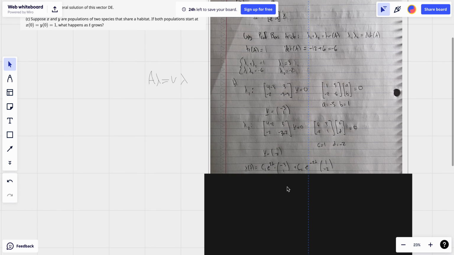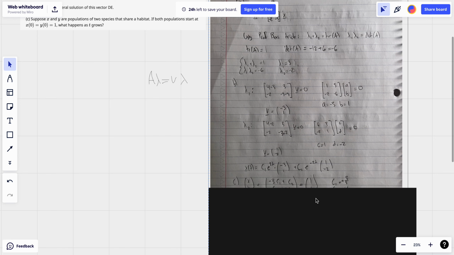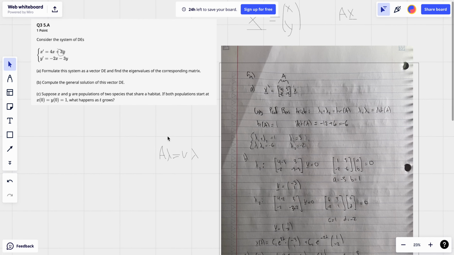From here, we can set up our general solution with C1 e to the 3t, so C1 e to the eigenvalue times t times V1 plus C2 e to the negative 2t times V2. And now we did part B.